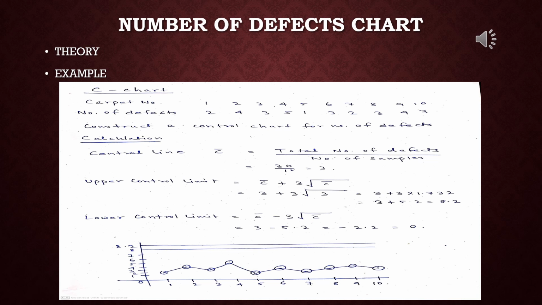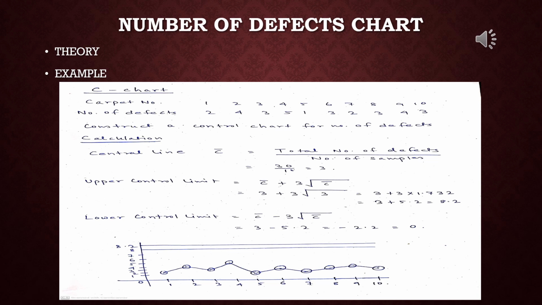Moving on with the calculation, as I have just said, the central line for the C chart is C bar, which is the total number of defects divided by the total number of samples. If we add back the number of defects, we will find it at 30, and the sample number is given as 10. So 30 by 10 is 3 here. For the upper control limit, if we put in all the values, we get 8.2. For the lower control limit, C bar minus 3 into root over C bar, we get negative 2.2, and we can transfer it back to 0.